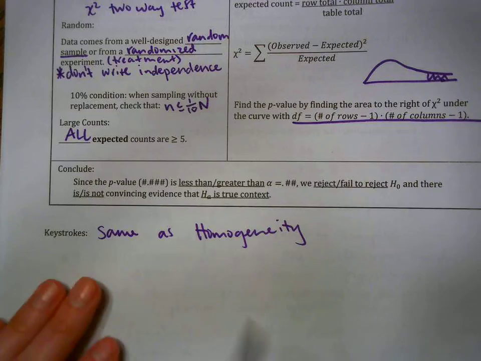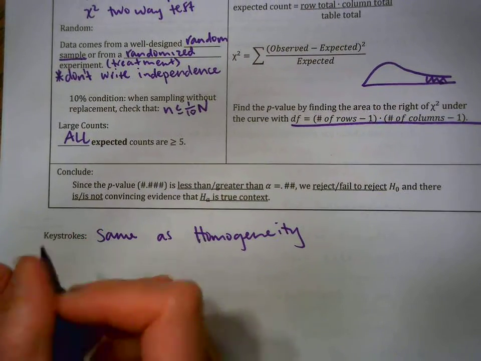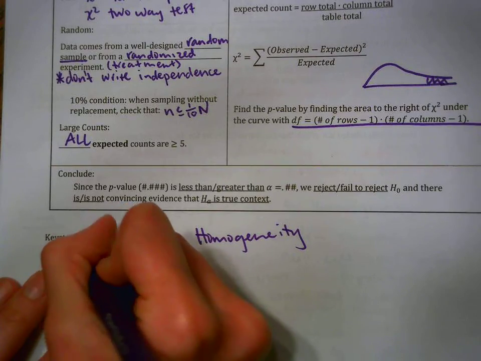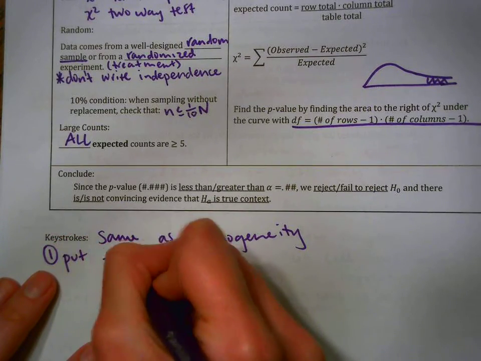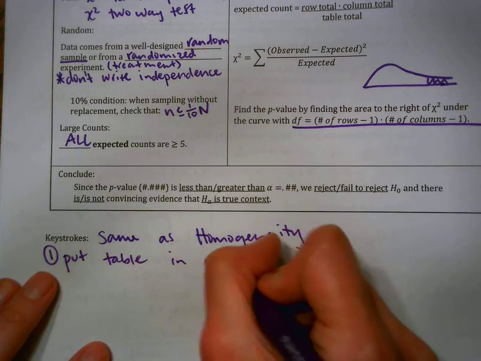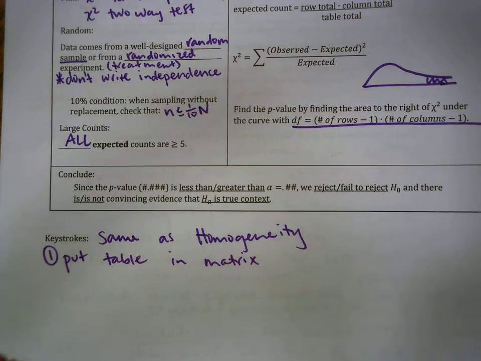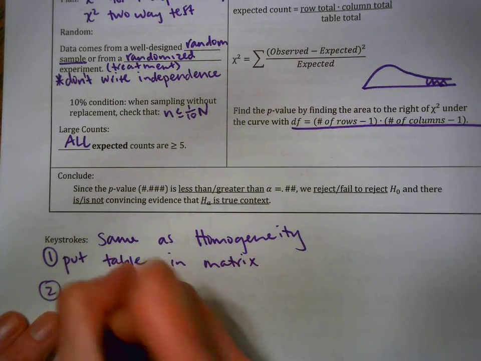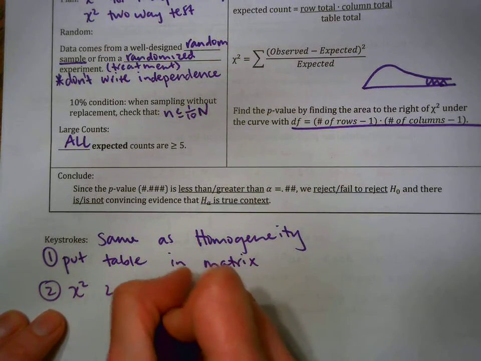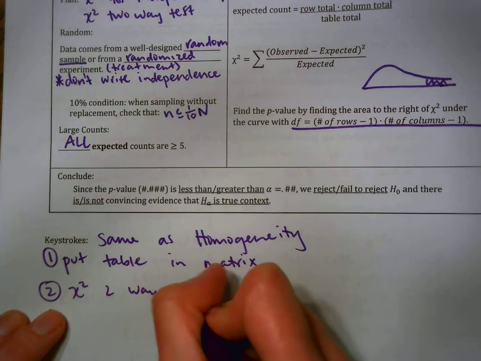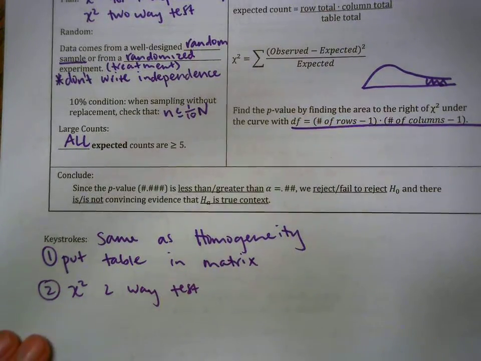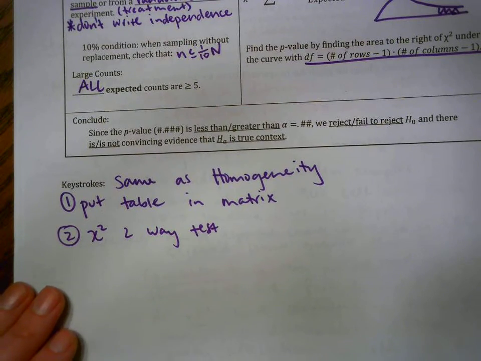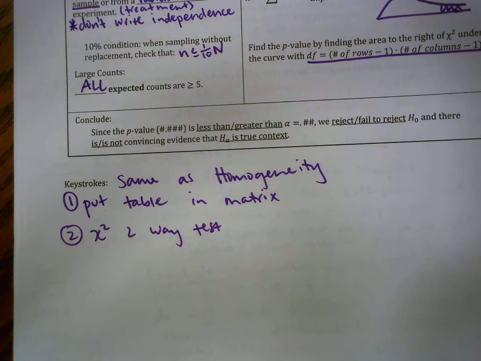So same as homogeneity, which means you got to first put the table in a matrix, which I'm not going to write out how to do that again. You can just go back to that page. And then you're still going to go to the two-way test, which again, I'm not going to write where that is because you can just go look. And what that means is, if you need your expected count, after you do this, you can still pull up that expected matrix and the component matrix if it asks you about the components.